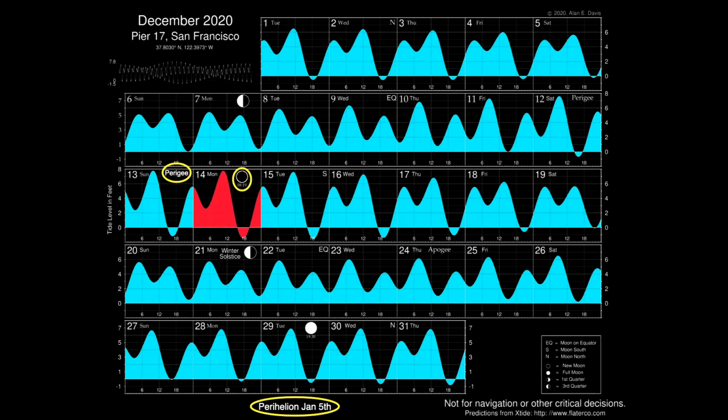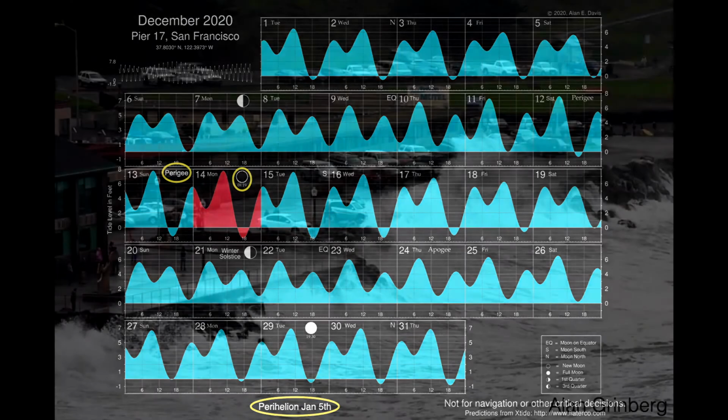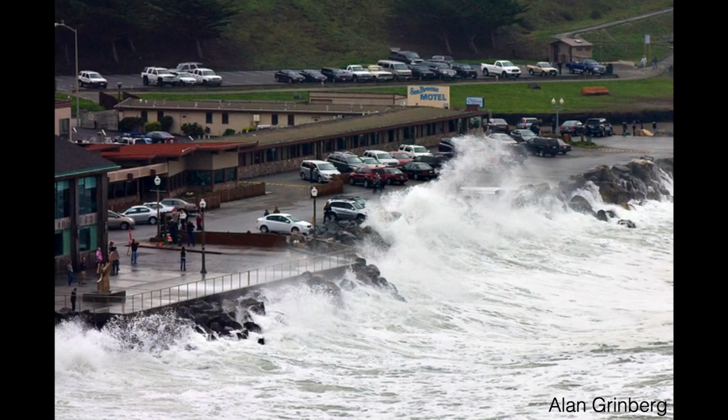Note that the Sun-Earth distance would not change much during the 3+ weeks. These are the makings for king tides. Let's look at some. Here, we see Pacific waves crashing over the seawall and into the Sea Breeze Motel parking lot in Pacifica, just south of San Francisco, photographed by Alan Grinberg.